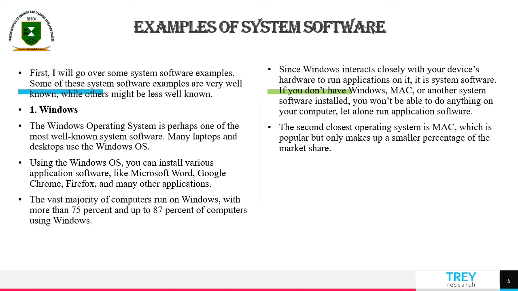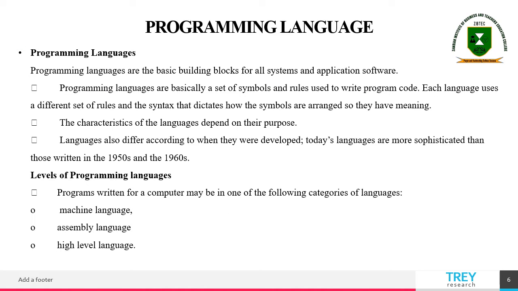So if you don't have Windows, Mac, or another operating system installed on your computer, you won't be able to do anything on it, let alone learn application software. You cannot learn these application software without the system software. Okay, the second closest operating system is the Mac, which is also popular but only makes up a smaller percentage of market share.